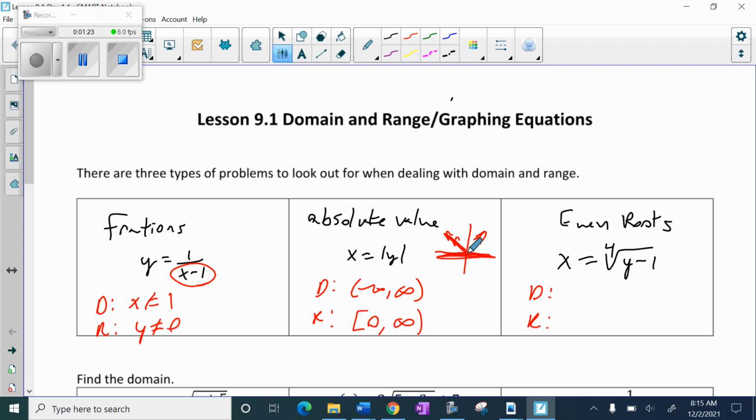And then for the even roots, if you have an odd root, don't forget that your domain and range are both negative infinity, positive infinity. But when you have even roots, remember you have to have a 0 or greater underneath the root. So what we did is we said x minus 1 is greater than or equal to 0, and then solved for that. So here, x is greater than or equal to 1, and then y is 0 or greater.